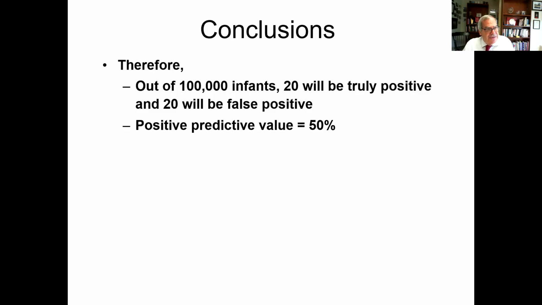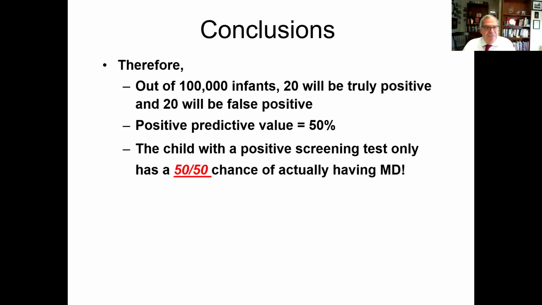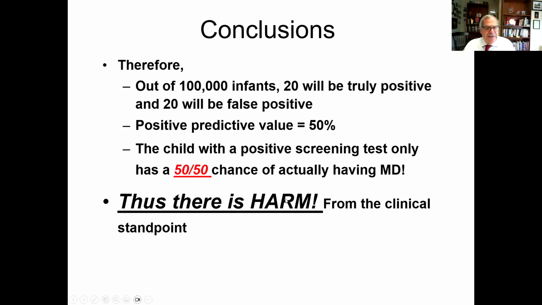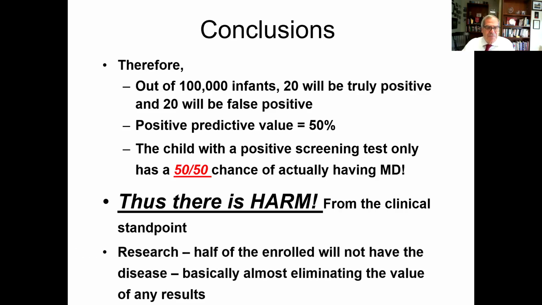We wouldn't do that with any type of condition. But this is why it's so important to understand the concepts of sensitivity, specificity, and positive predictive value. A baby with a positive screening test only has a 50-50 chance of actually having muscular dystrophy. Clearly, there's harm here from the clinical standpoint. This is why you don't do CPK tests on all babies. Getting that concept and understanding this piece is so very, very important.